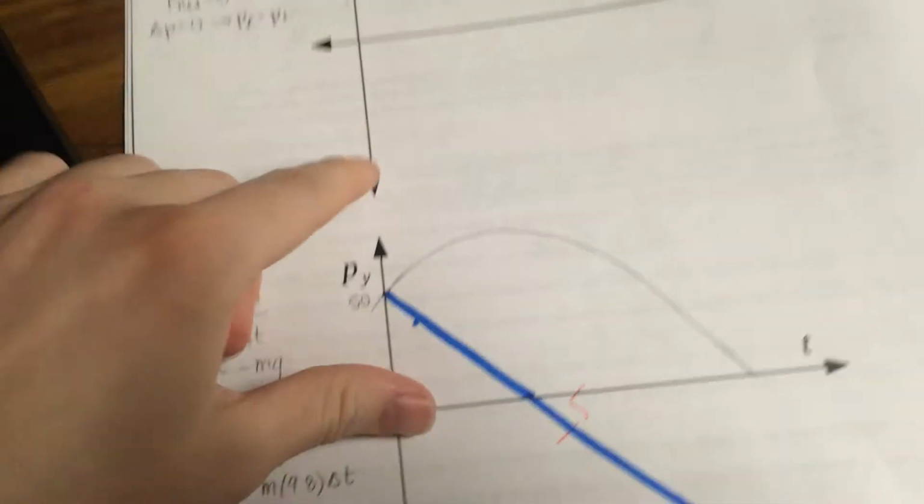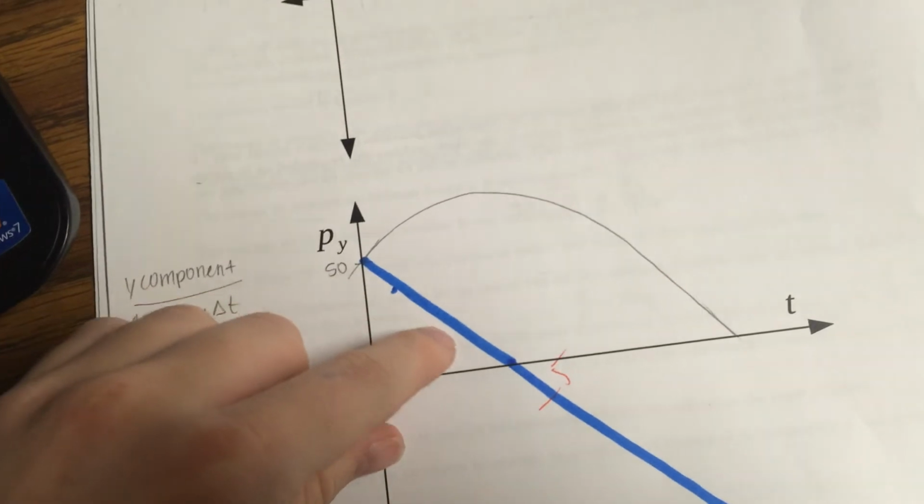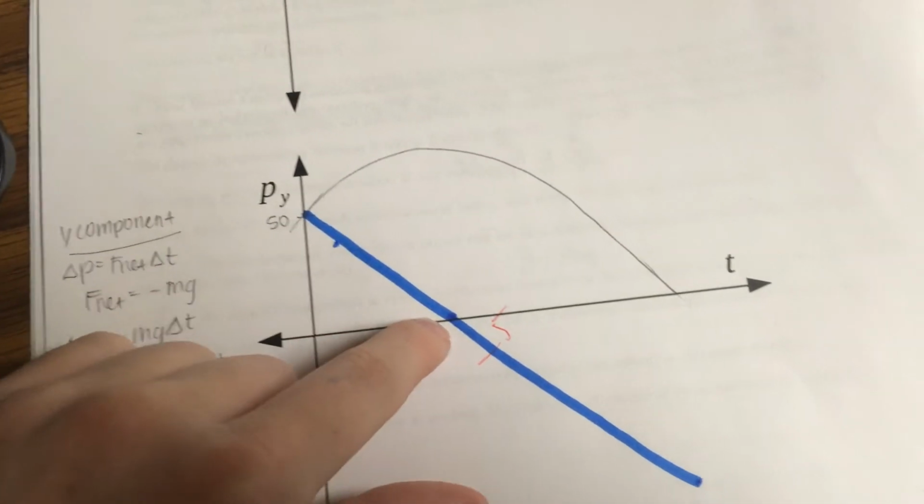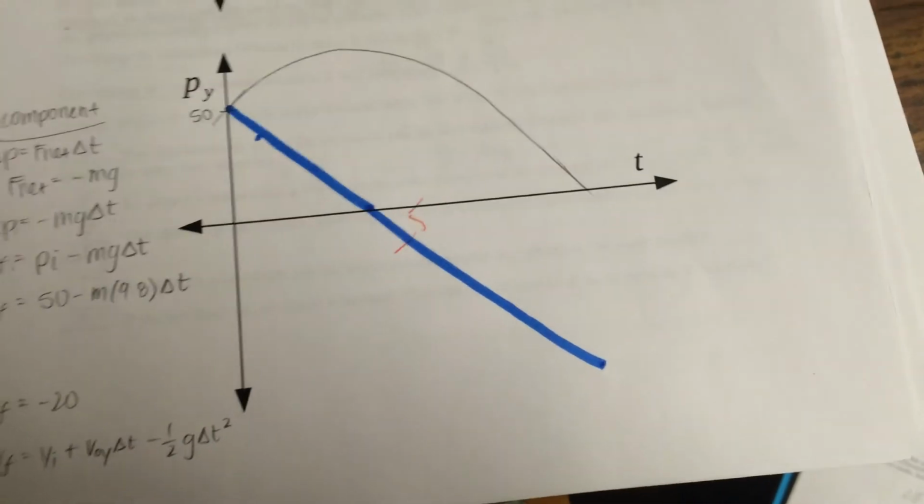So it's going up in the positive direction, but it's slowing down till it reaches a momentum of 0. Then it changes direction, so the momentum is now in a negative direction.